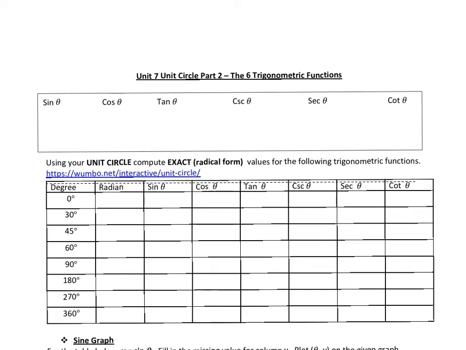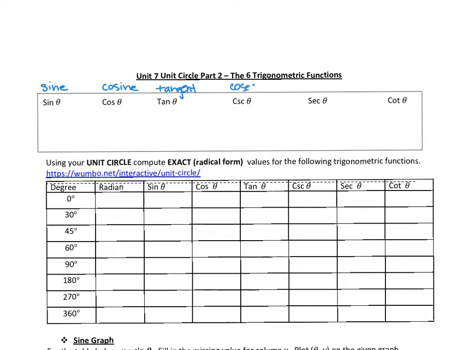Hi Math 2. This is our Unit 7 Unit Circle Part 2, a continuation of the work we were doing last week. So in our class, we've talked about the sine function, the cosine function, and the tangent function, and their abbreviations for sine, cosine, and tangent. There's three more trig functions that we need to be familiar with.